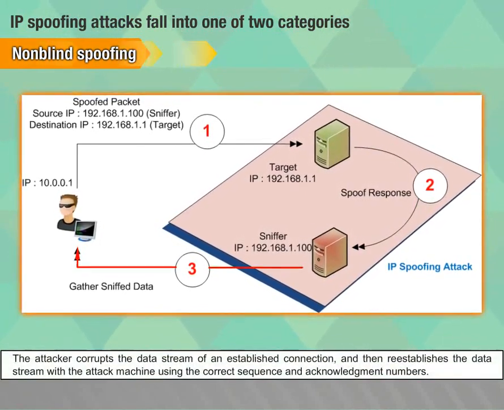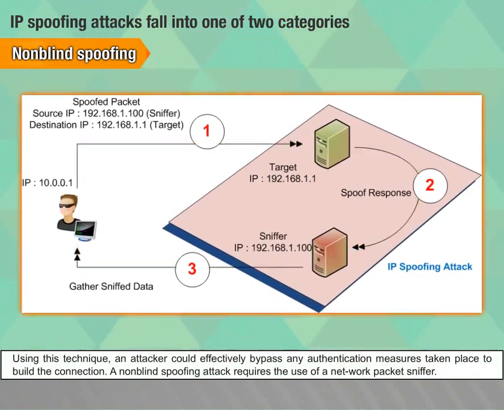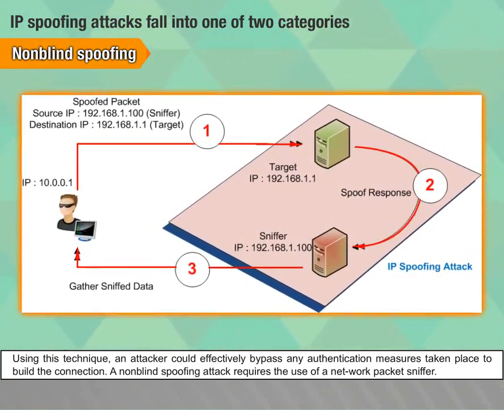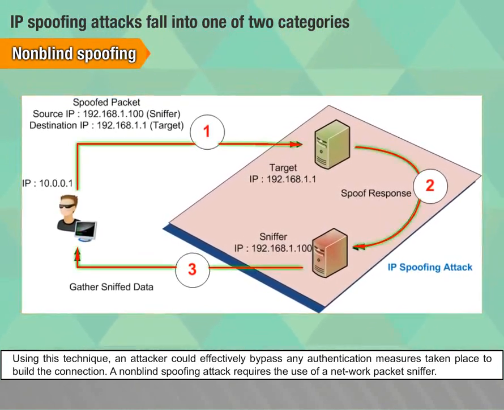The attacker corrupts the data stream of an established connection and then re-establishes the data stream with the attack machine using the correct sequence and acknowledgement numbers. Using this technique, an attacker could effectively bypass any authentication measures taken to build the connection. A non-blind spoofing attack requires the use of a network packet sniffer.